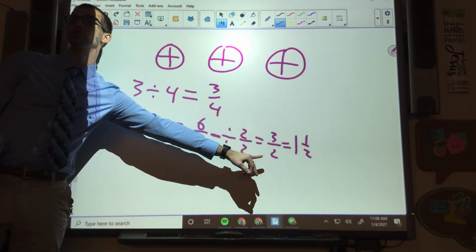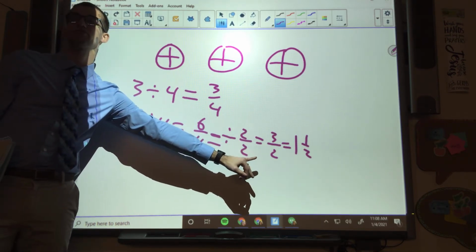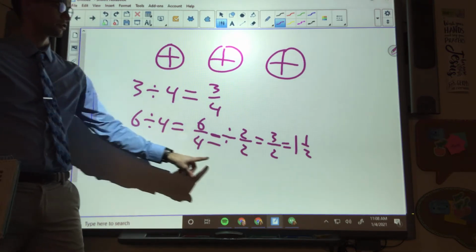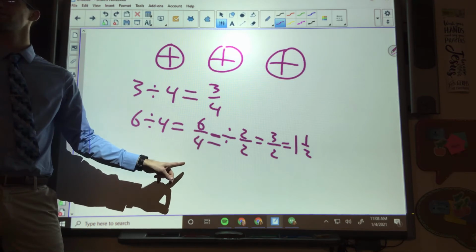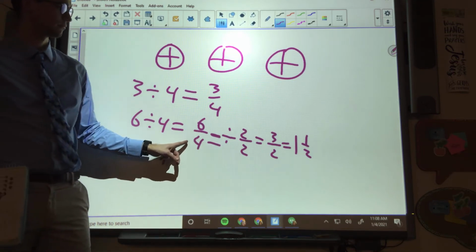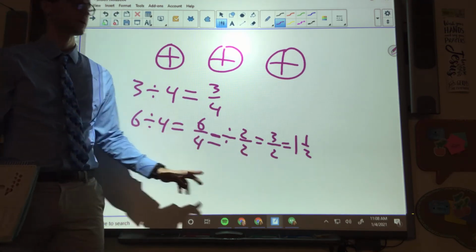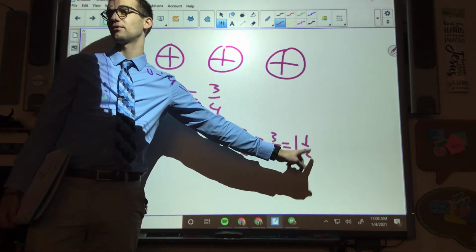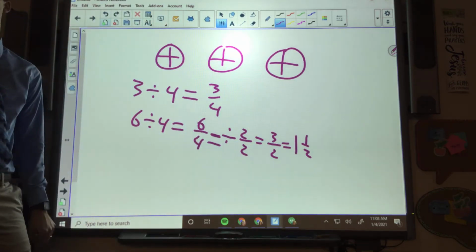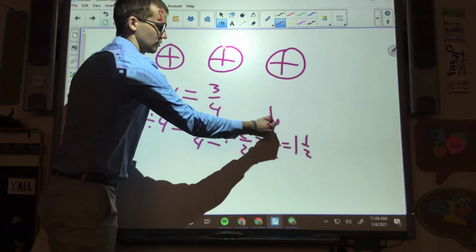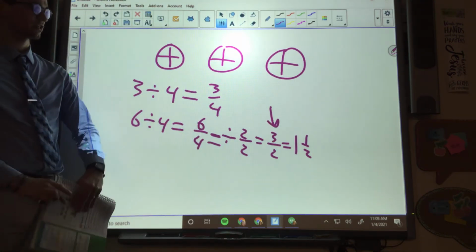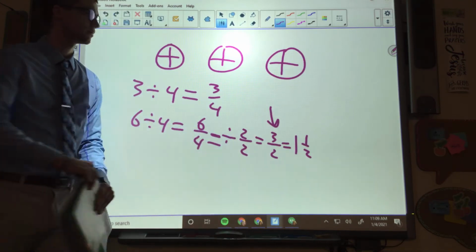You're reducing it to simplest form. Everyone say simplest form. Simplest form. You're reducing it to simplest form. 3/2 and 6/4 are the same thing. And then 1 1/2 is also the same thing, but it's putting it in proper form. This is an improper fraction. 3/2 is an improper fraction because the top is higher than the bottom.